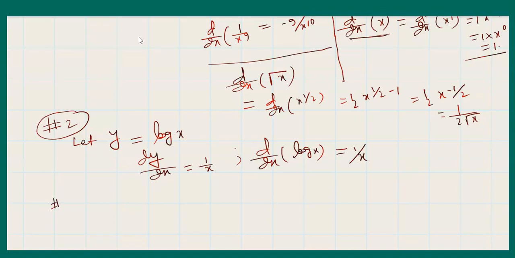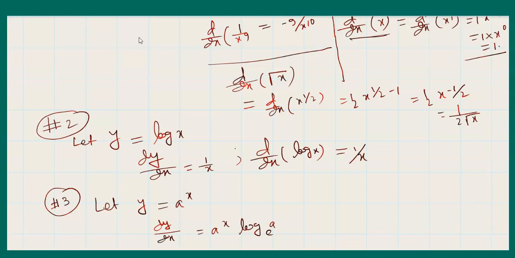Right now I am not discussing any example log, but we will be doing many examples based on it. Now let the third formula, that y equal to a to the power x. Then by formula dy by dx, rate of change of y with respect to x will be a to the power x log a base e.